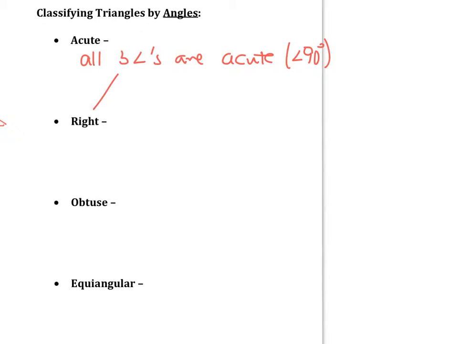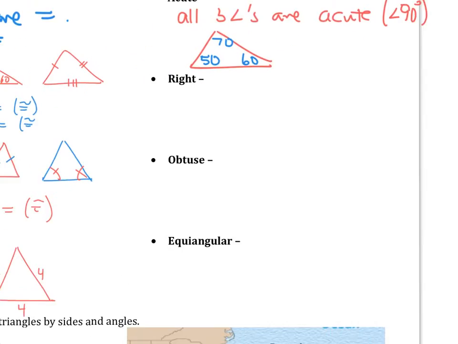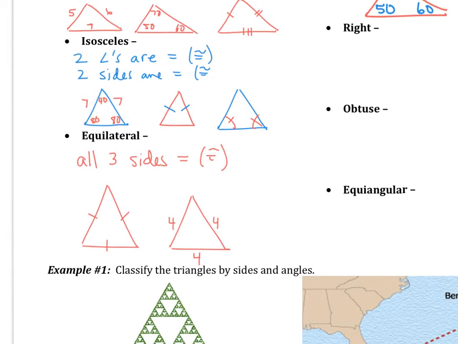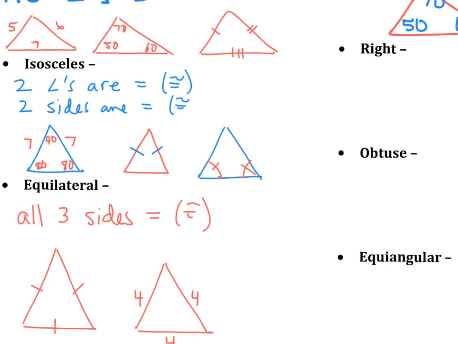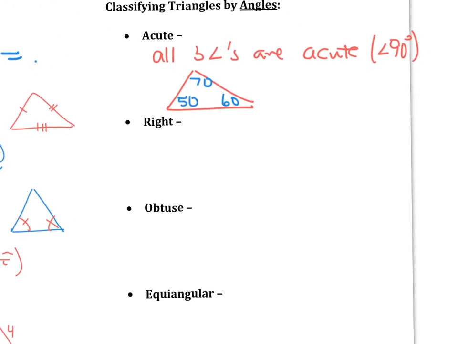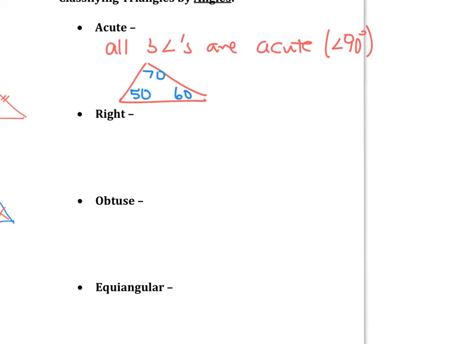Again, I think I did an example already over on the left of, say, a 50, a 60, and a 70. Now don't forget, sometimes it can be acute and it could be isosceles, like this one, 40, 80, and 80. So we can classify them in multiple ways. What about a right triangle?